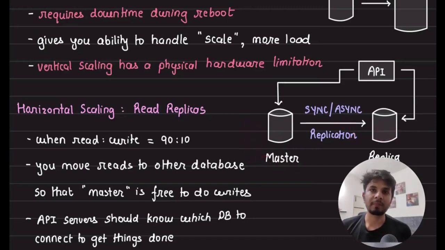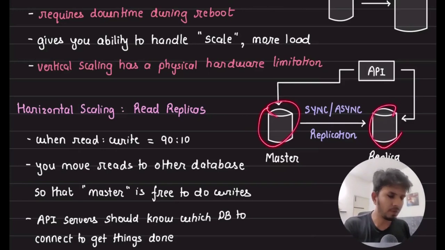Now the next question is, if I have two databases, how would I know that reads need to go to the replica while writes need to go to the master? A very simple way to do this is at your API server level. In the APIs that you write, you create a database connection object. Typically you create a connection with one database. Instead of creating one connection, you create another connection with another database. So instead of one connection object, you have two connection objects, one with master, one with replica.